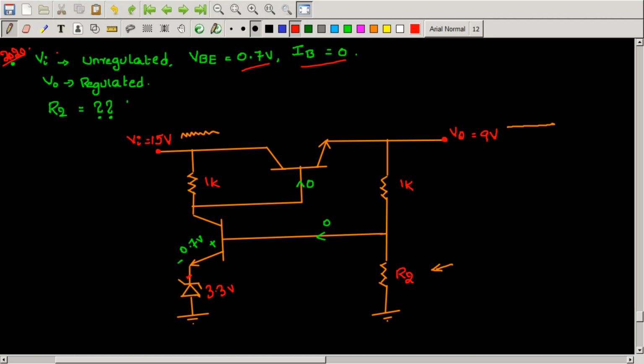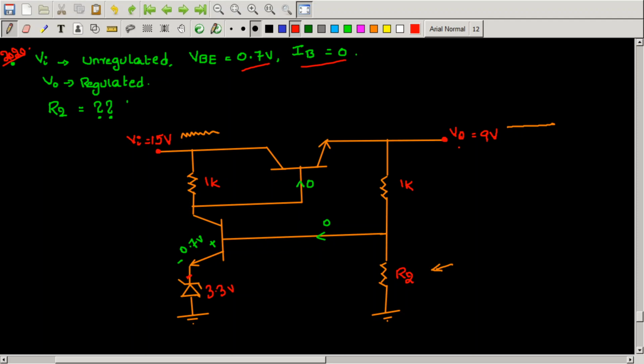In this question we were asked to find the value of R2, where the input voltage given to the circuit is unregulated but the mean value is 15 volts, and the output of the circuit is a regulated voltage which is 9 volts. The base currents are 0 and the VBE is plus 0.7 volts. Let us do this question.